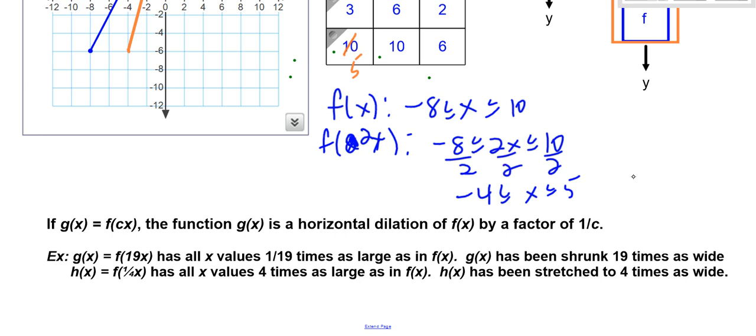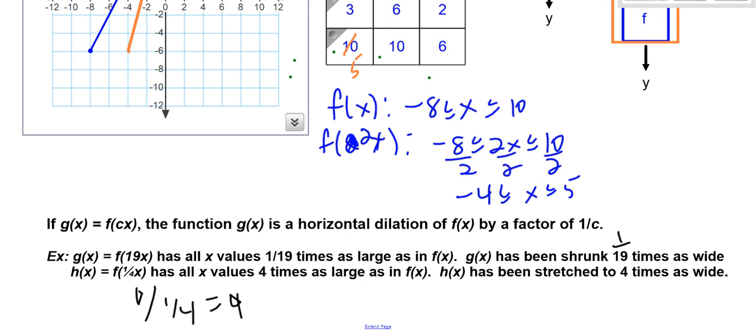So 1/19 times as wide. There we go. f of 1/4 x has all x values 4 times as large as in f of x, right? Because 1 over 1/4 is equal to 4. h of x has been stretched to 4 times as wide, right? So again, this is counterintuitive.